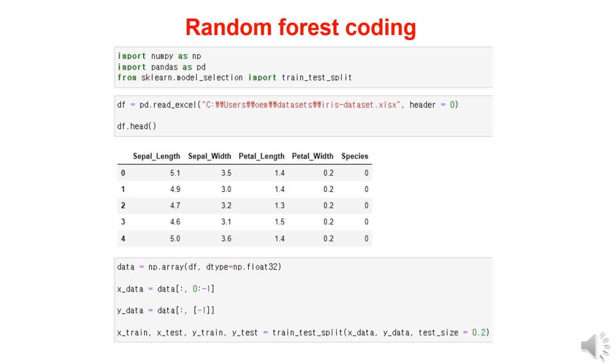This slide shows a screen for coding Random Forest. The Jupyter Notebook file is available on GitHub, so you can download it and run it yourself. Just like in the previous decision tree model, we import the necessary libraries such as NumPy, Pandas, and the train test split library. Then, we load the Excel dataset of Iris. After that, we assign X and Y, and split the data into training and testing datasets in an 8:2 ratio.